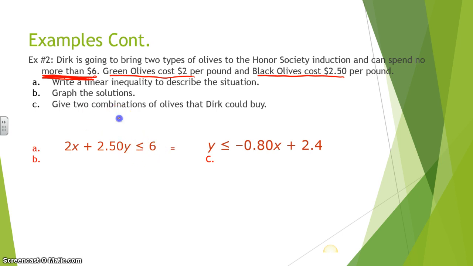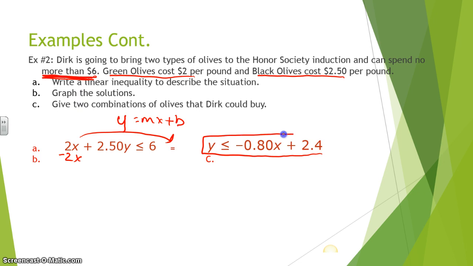Now I need to put this in the slope-intercept form of y equals mx plus b form. So when I solve that, I would move this 2x to the right by subtracting 2x from each side. And then I would divide by 2.50 on each side. So when I solve for that, my final equation is going to be y is less than or equal to negative 0.8x plus 2.4. So I wrote my linear inequality to describe this situation.